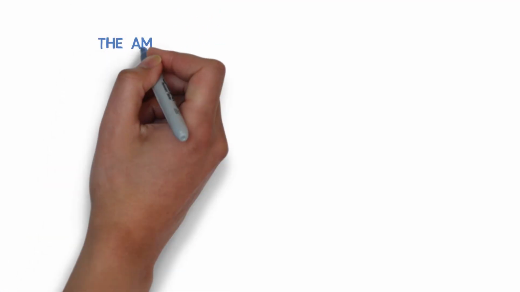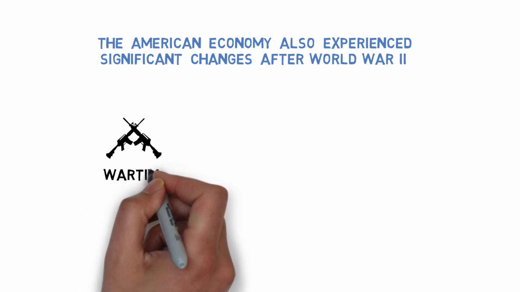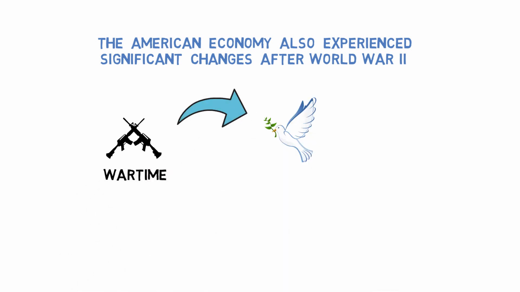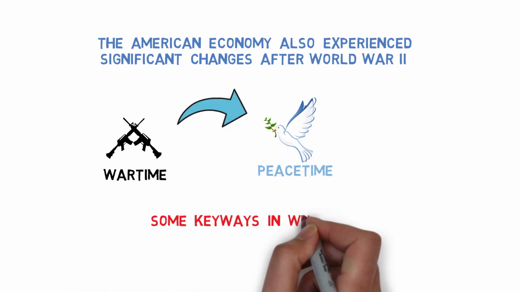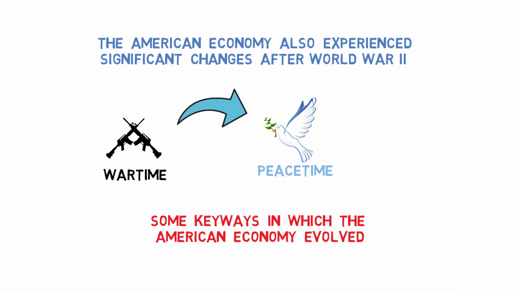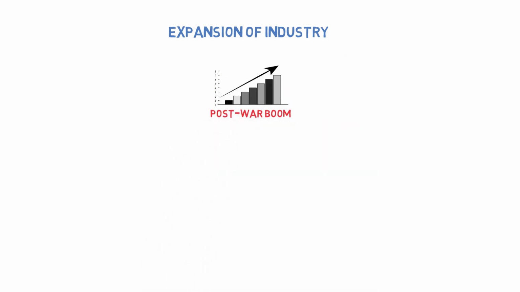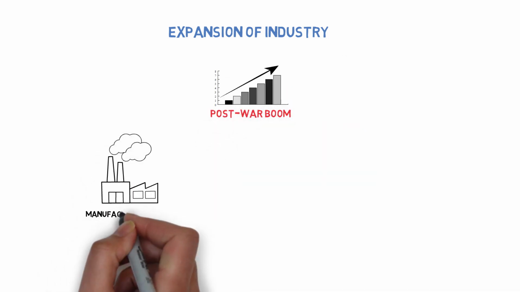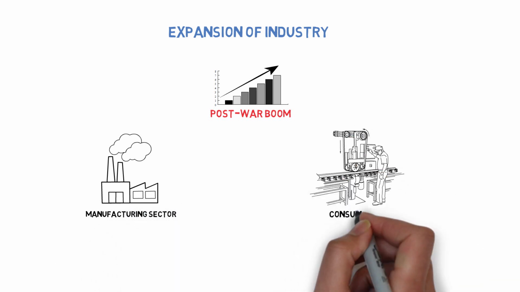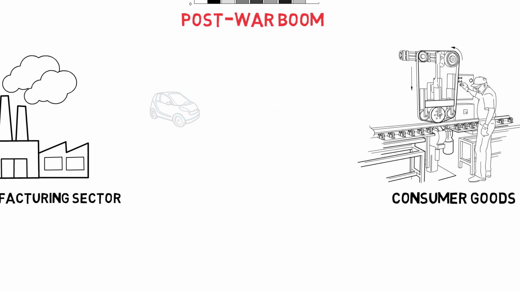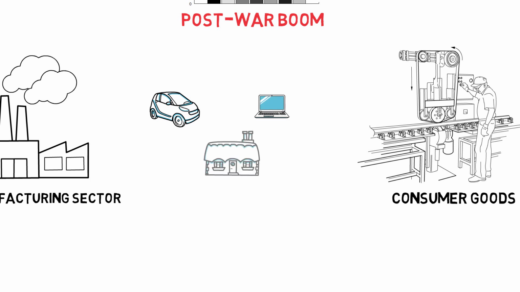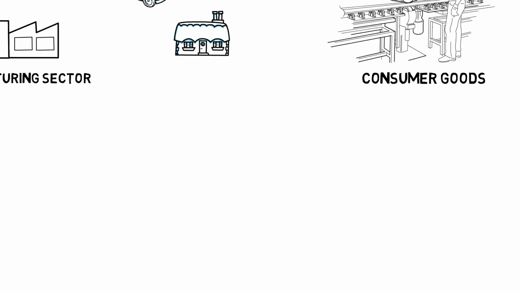The American economy also experienced significant changes after World War II, as the country shifted from a wartime economy to a peacetime one. Here are some key ways in which the American economy evolved during this period. Expansion of industry. The U.S. economy experienced a post-war boom, with the manufacturing sector expanding rapidly to meet the growing demand for consumer goods. Industries such as automobiles, electronics, and housing saw significant growth during this time.